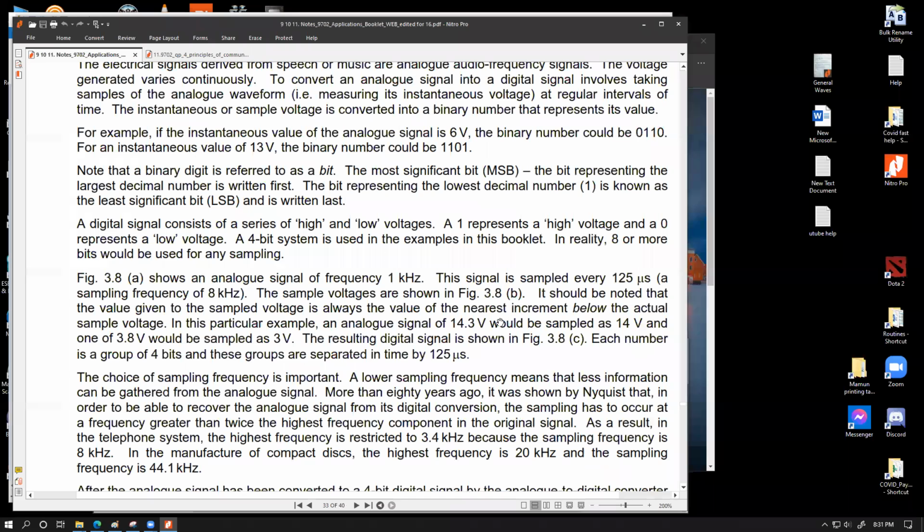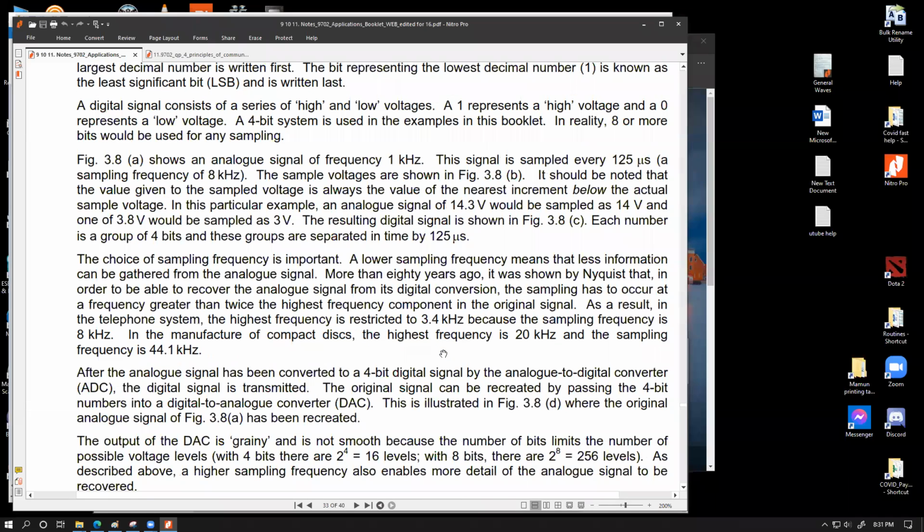So that's the significance of this word which I wanted to discuss. And then comes the remaining part. In this particular example, an analog signal of 14.3 volt would be sampled as 14 volt and one of 3.8 volt would be sampled as 3 volt. So it's not mathematical rounding, it's always the one below. The resulting digital signal is shown in figure 3.8c. Each number is a group of 4 bits and these groups are separated in time by 125 microseconds, which we talked about. The choice of sampling frequency is important.